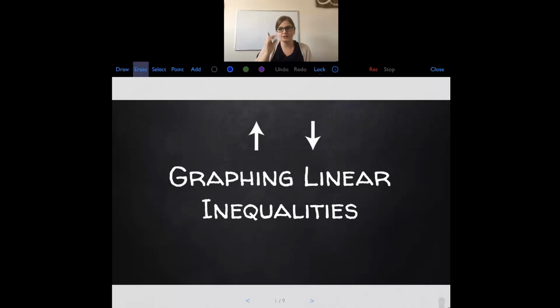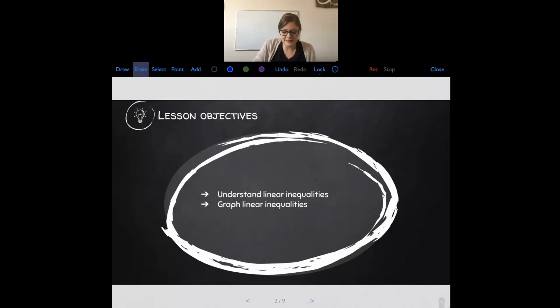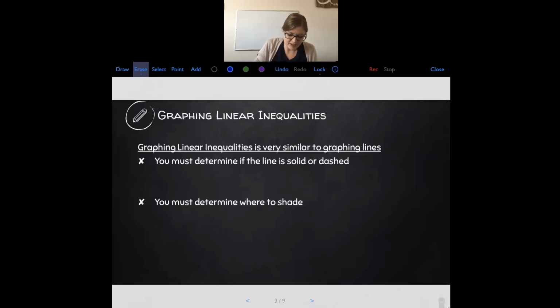In this lesson, we're going to go over graphing linear inequalities. Specifically, we'll understand linear inequalities and we'll learn to graph linear inequalities. Okay? So graphing linear inequalities is really similar to graphing lines. There's two things that we need to remember that are different.